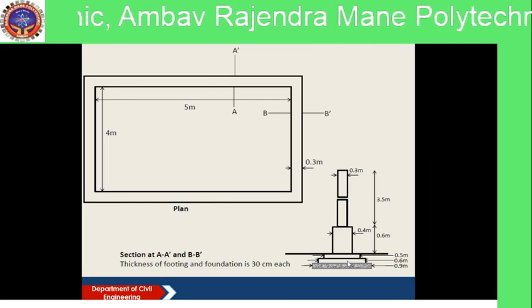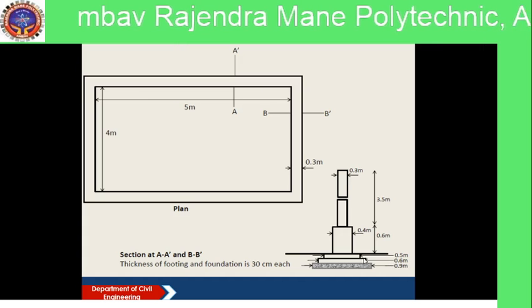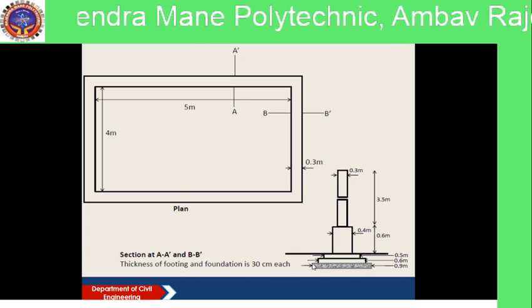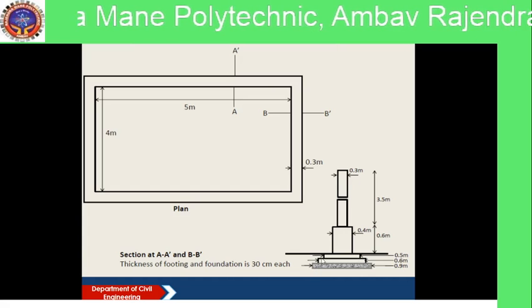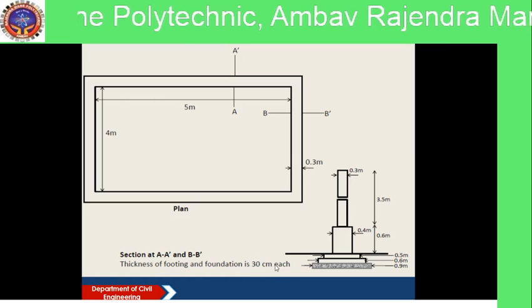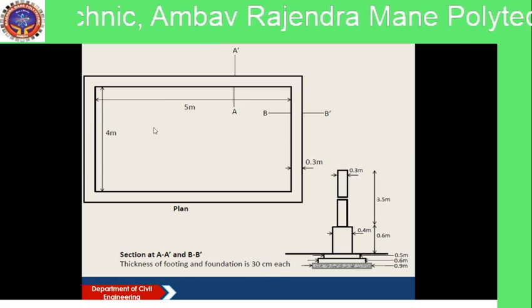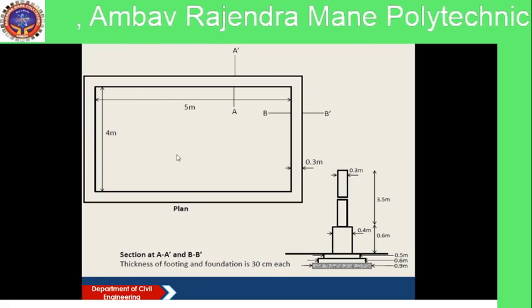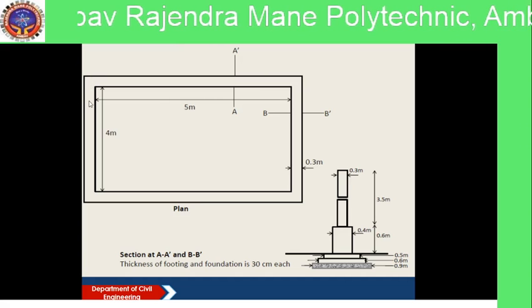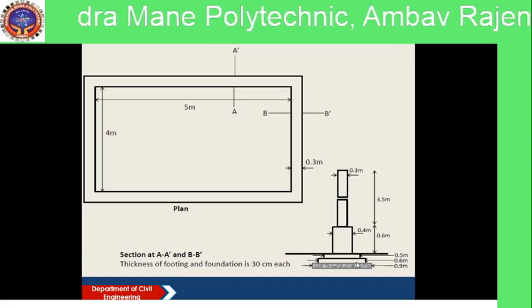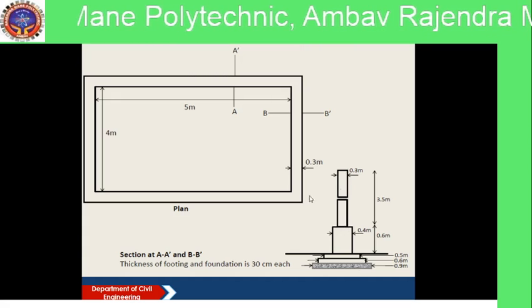Okay, first step having width 0.6 meter, second step having width 0.5 meter, and each step has 30 centimeter thickness. So this is a simple single room. We have to calculate the quantities for concrete in foundation and brickwork in foundation and superstructure.